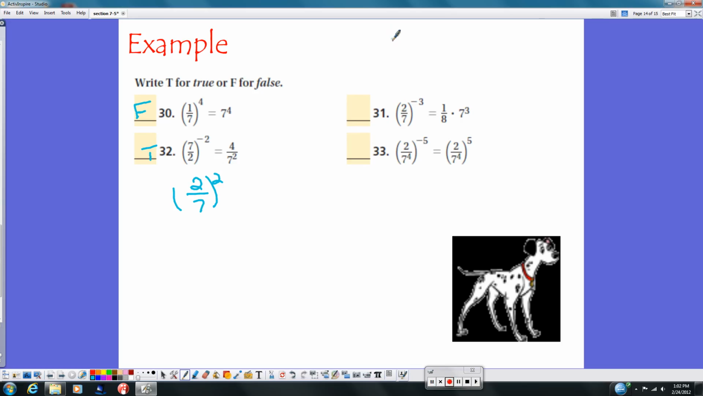For this one, we are going to flip, so we're going to take 7 over 2 to the third power. And here, we're going to take 7 to the third, 2 to the third. So they're writing this kind of strange. They're separating it. 2 to the third is 8, so this one would actually be true. And for this last one, we're going to flip it. So we have 7 to the fourth over 2 to the fifth power. So they want to know if these are the same. This one's going to be false. They're not the same.